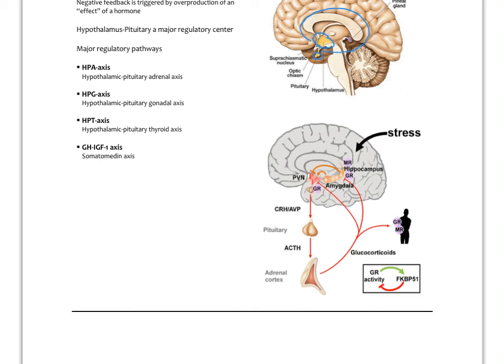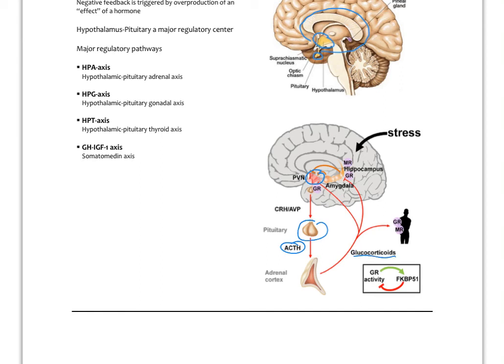A good example of that is the HPA axis. The paraventricular nucleus in the hypothalamus releases a hormone called CRH, and that tells the anterior pituitary to release ACTH, and that gets into the bloodstream and tells the adrenal cortex to release cortisol and other glucocorticoids.